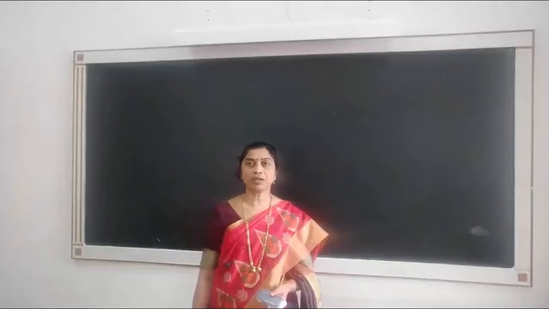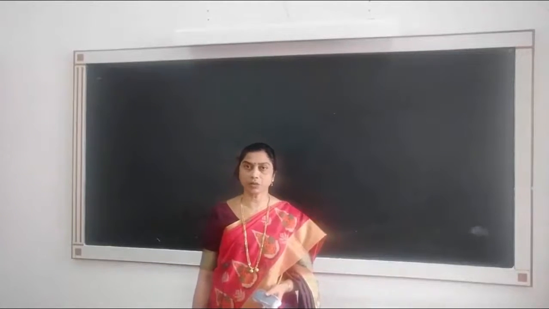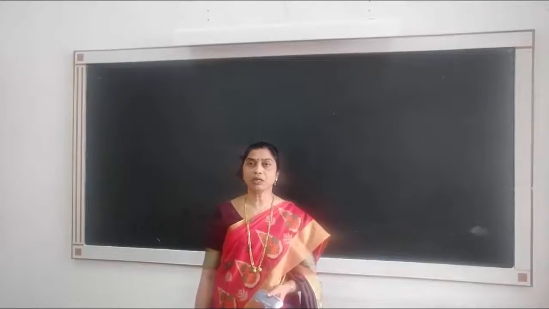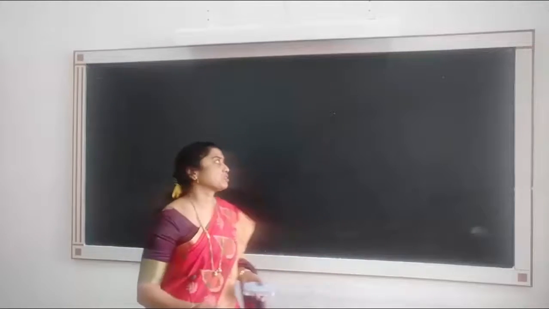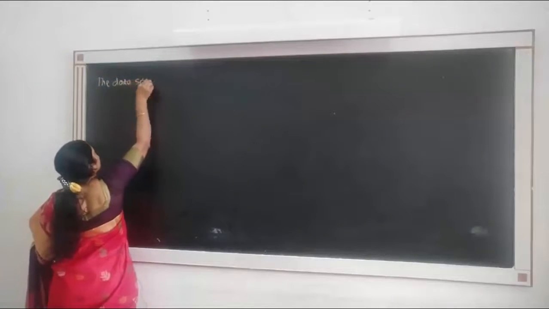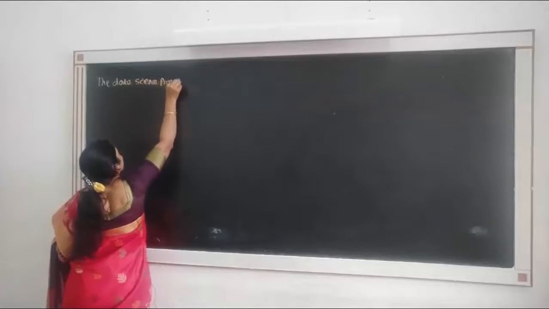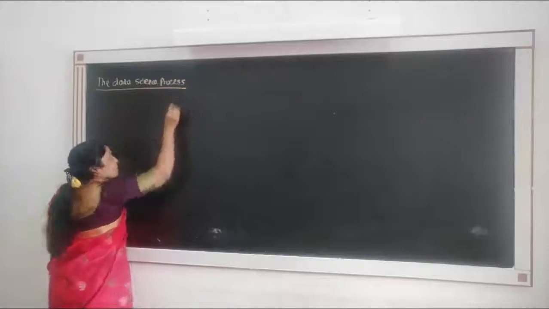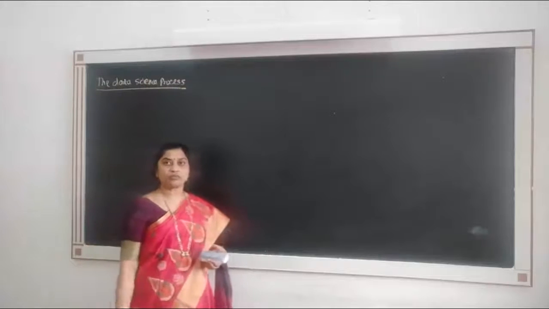Hello friends, in the previous lecture we have studied the types of data. Now today we are going to see the data science process. The data science process consists of following 6 steps.